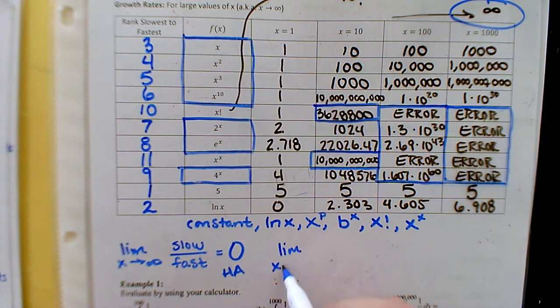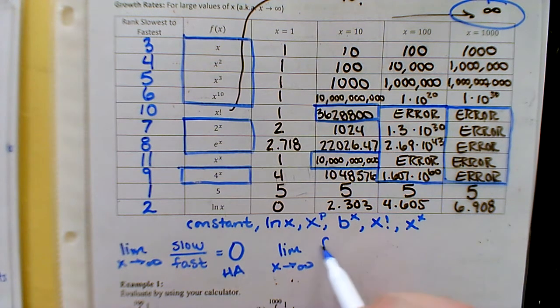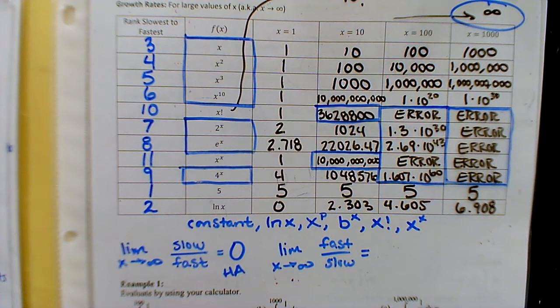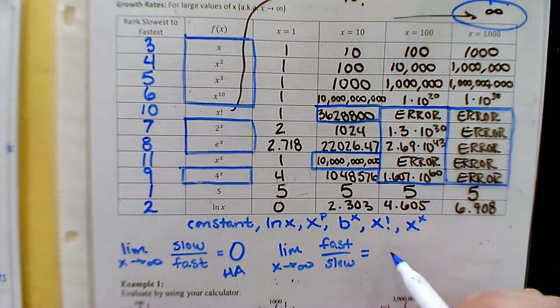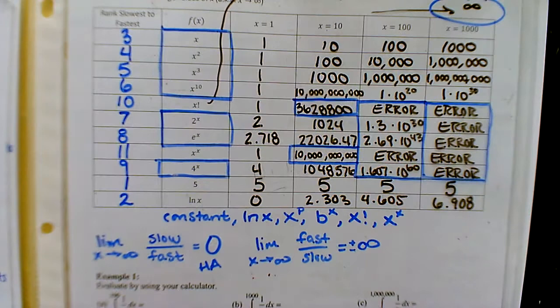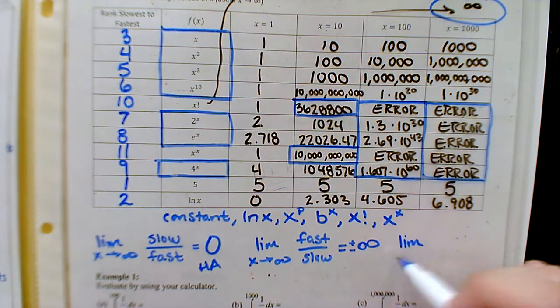What if you were to compare a fast to a slow, kind of reciprocate it? If you had something large divided by something small, infinity. It could be positive or negative. So graphically speaking, you might be going up, you could be going down. It depends on the signs of the functions. All right, this one's a little tricky.